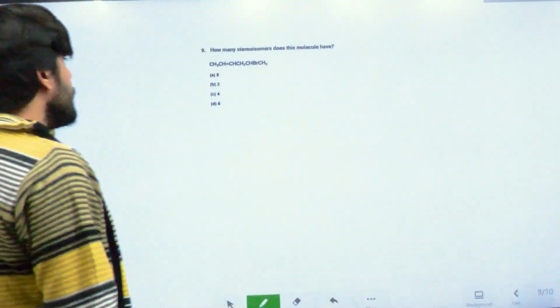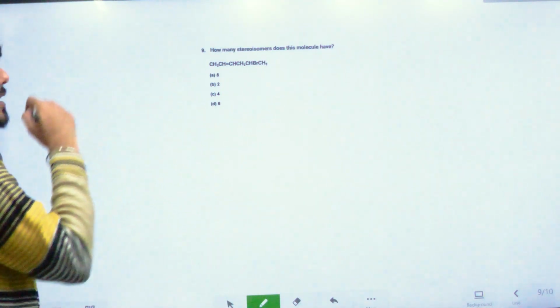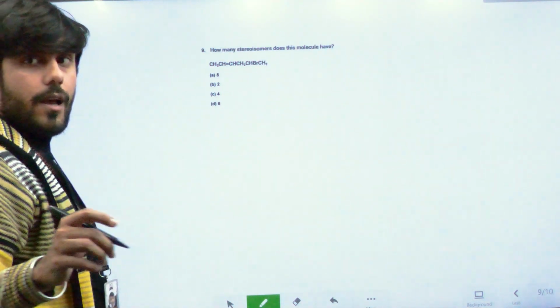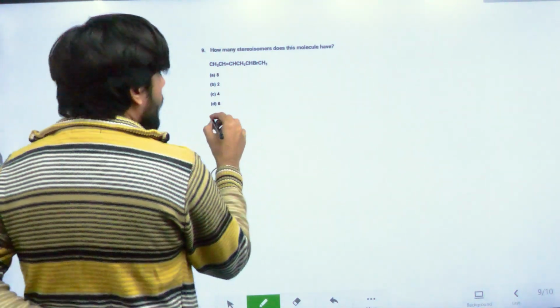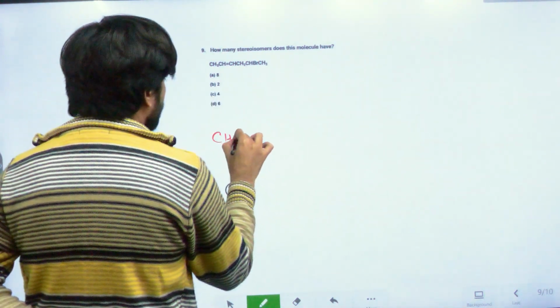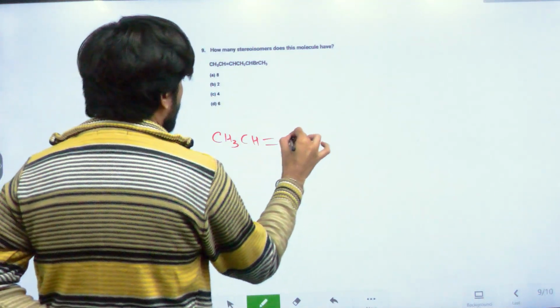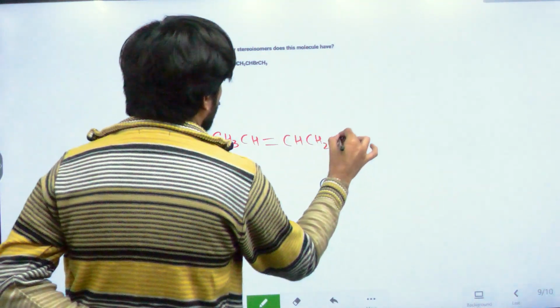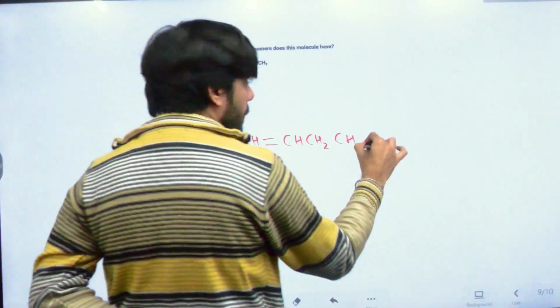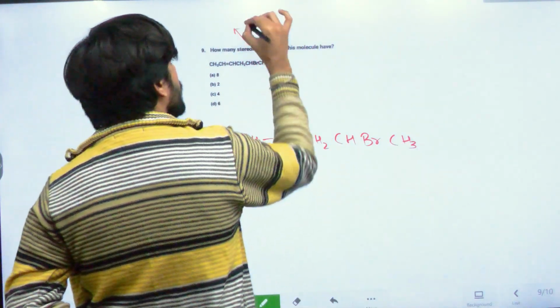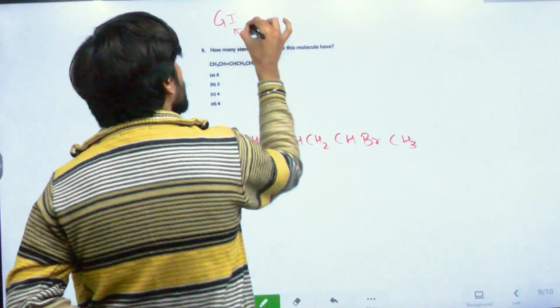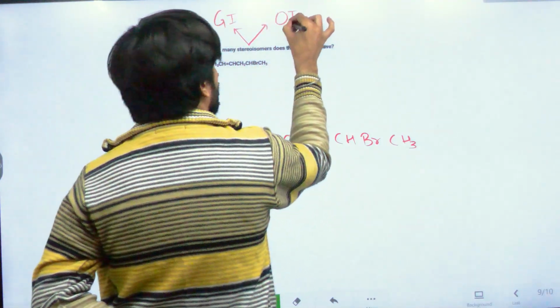The next question is, how many stereoisomers does this molecule have? How many stereoisomers does this molecule have? Now, it is CH3, CH, double bond CH, CH2, CH, Br, CH3. Stereoisomers means that you need to report geometrical isomers as well as the optical isomers.